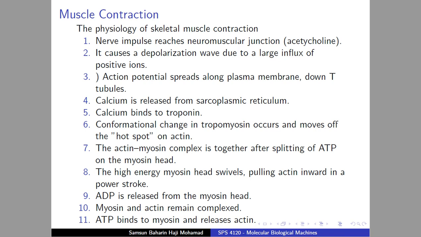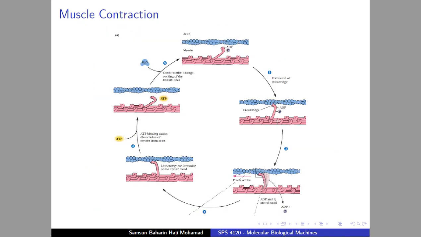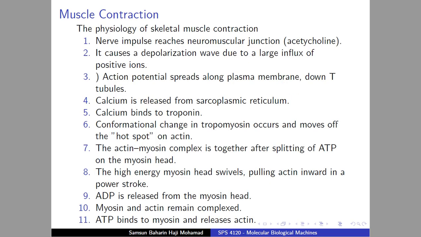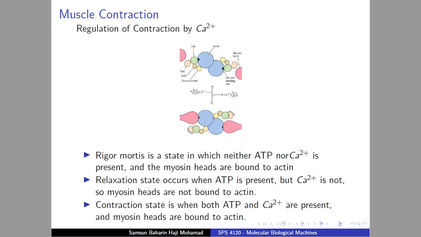Okay, so here we can see the step by step of this cycle, how the actin and myosin work. Here again you can see that it moves.